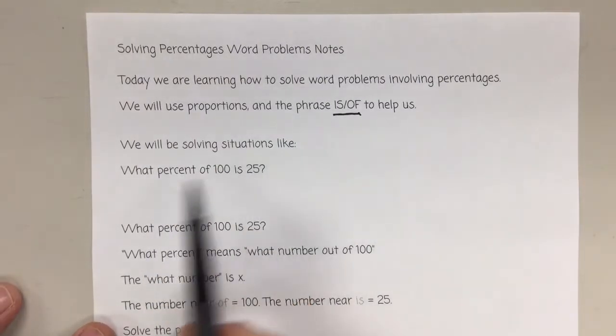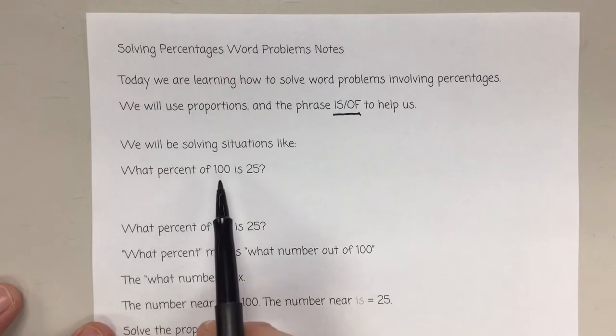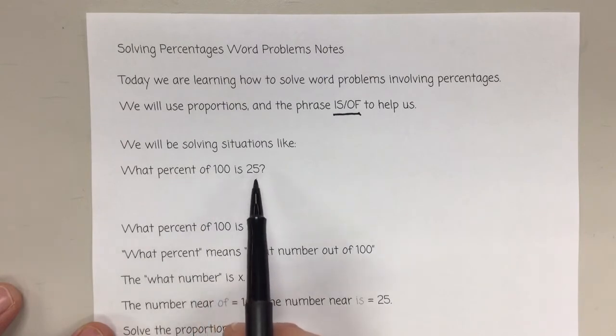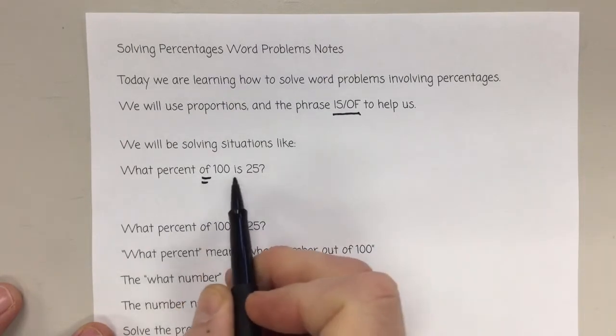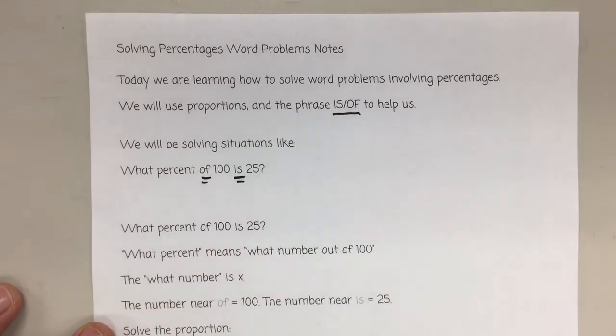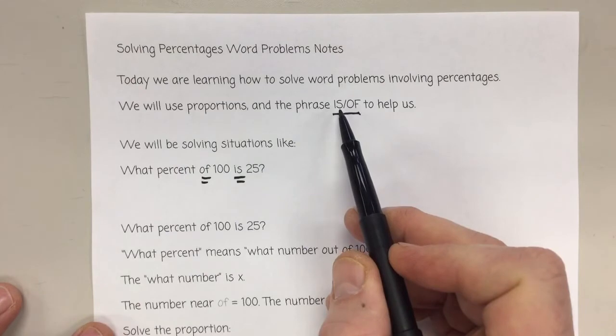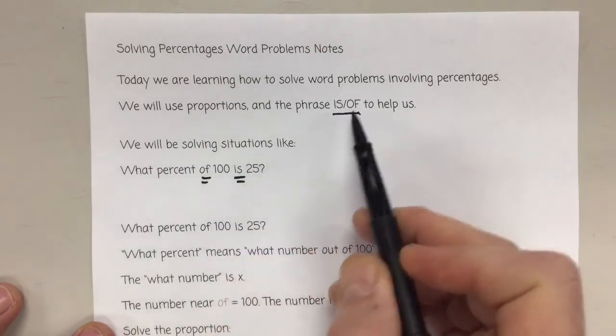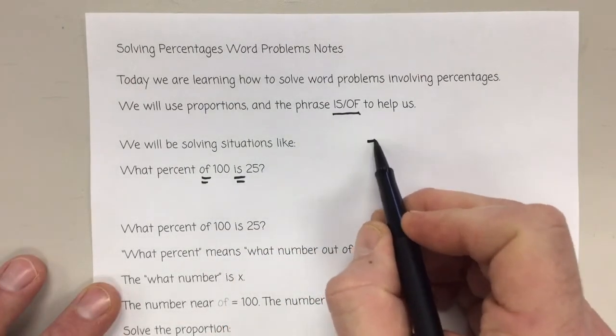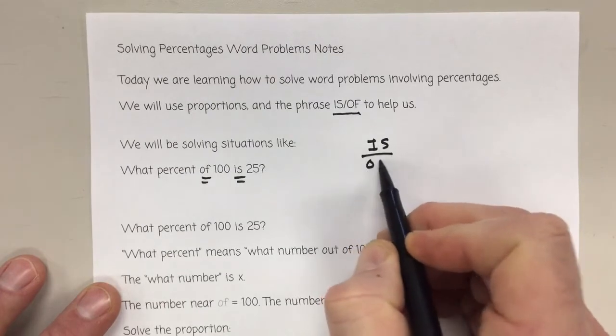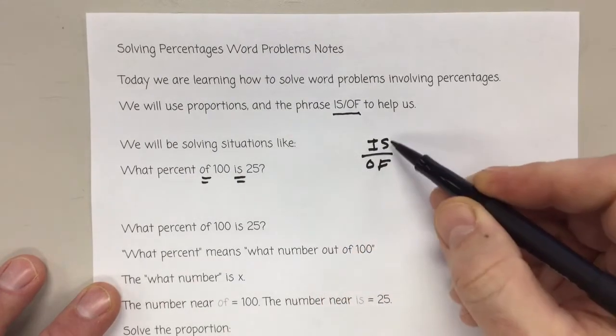So we'll be solving situations like, what percent of 100 is 25? Now you can see the "of" and the "is" in the sentence, okay? Whatever number's next to "is" is always on top of the fraction. Whatever number's next to "of" is always on the bottom. So I could write this a little easier to understand as "is" divided by "of."